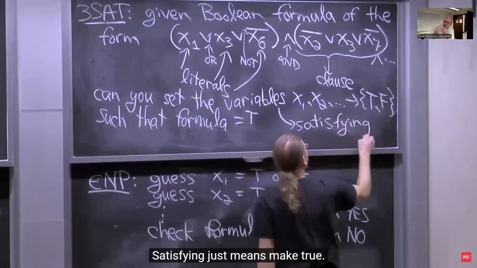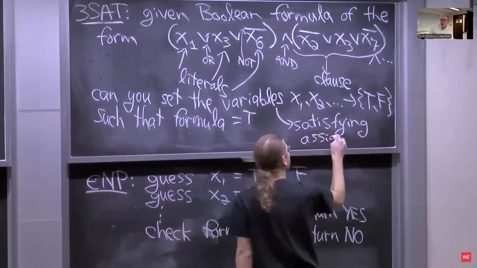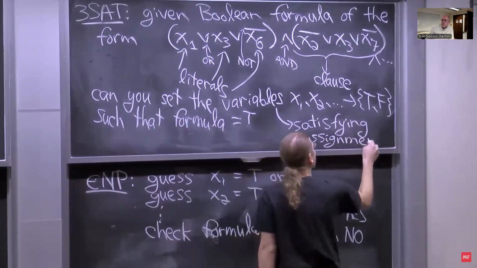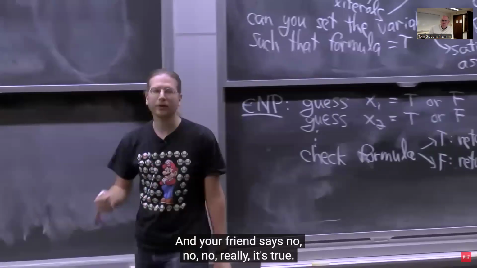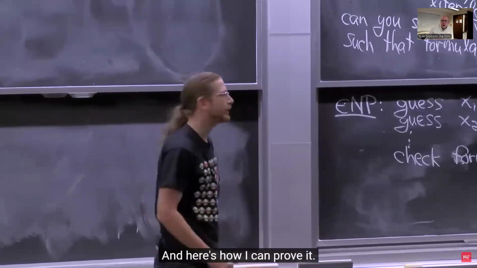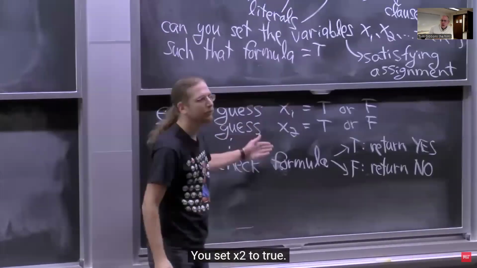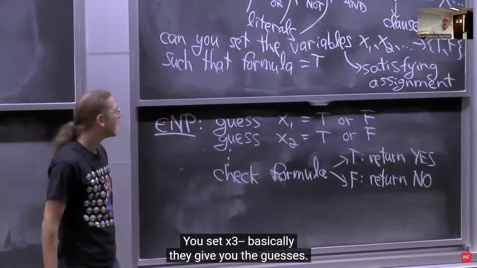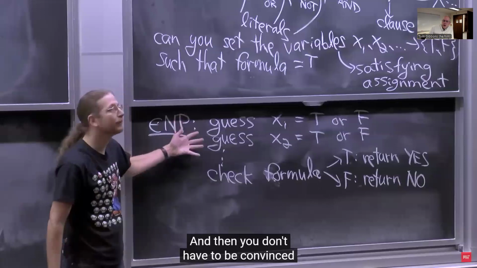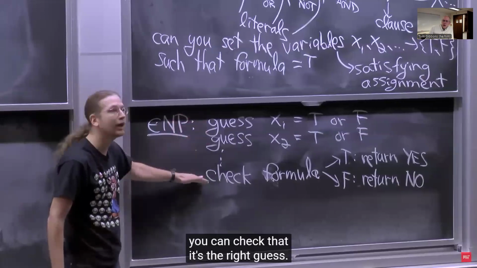Satisfying must be made true. I don't believe you. Your friend says, no, really, it's true, and here's how I can prove it. You said X1 is false, you said X2 is true, you said X3... Basically, they give you the guesses, and then you don't have to be convinced that those are the right guesses. You can check that it's the right guess.